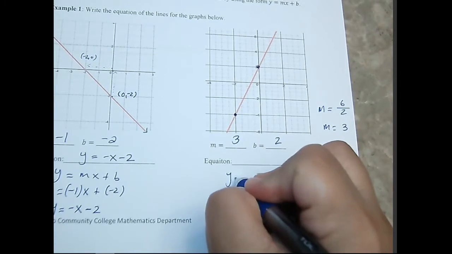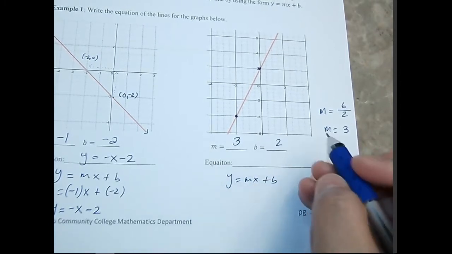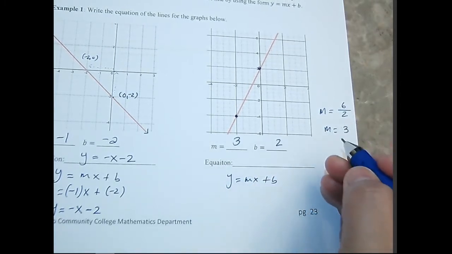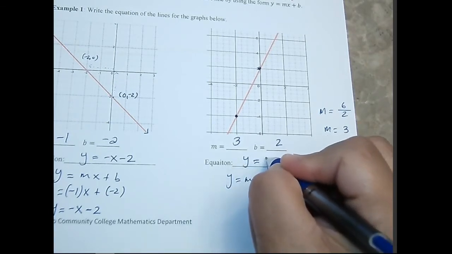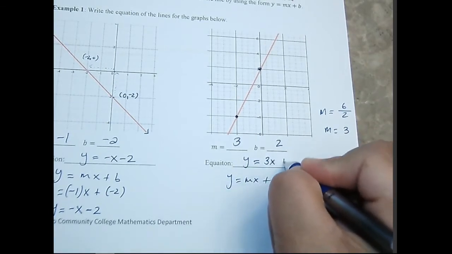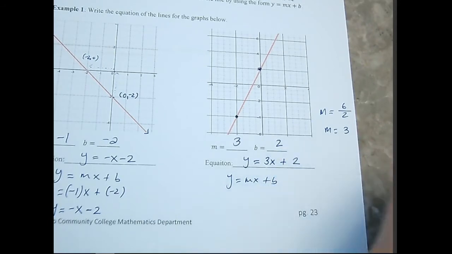So if we substitute the values into our slope-intercept form, we end up with y equals our slope, which is 3, x plus b, which is 2.